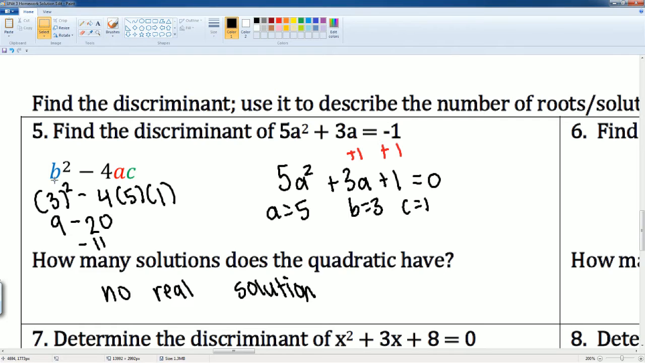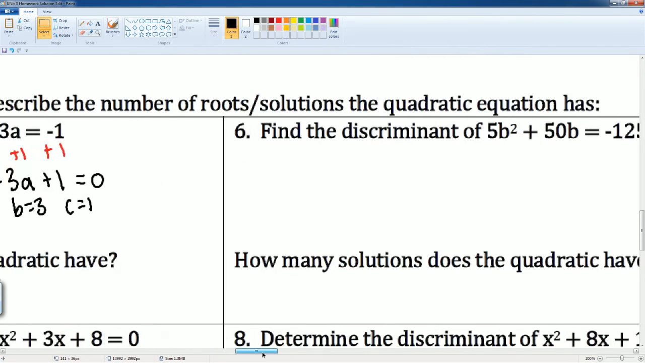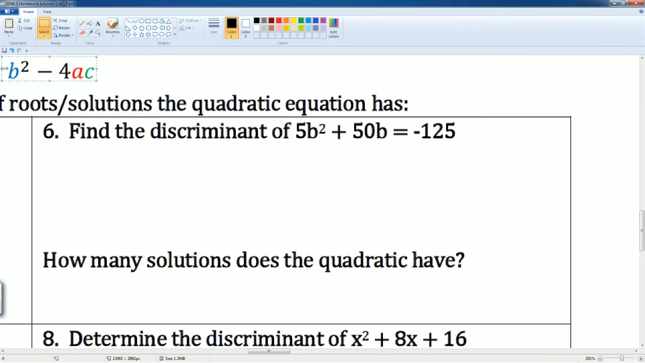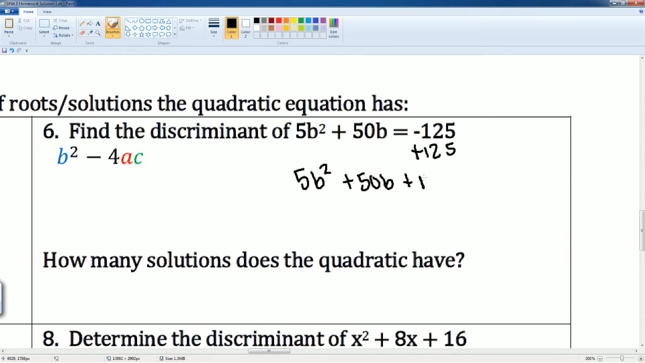All right, so I'm going to do that for all the other pieces. Okay, let's look at 6. Here's the equation of the discriminant b squared minus 4ac. Let's make sure this is in standard form. So add 125 to both sides. So this gets you 5b squared plus 50b plus 125. Oh, you can actually factor out 5 if you want, if that makes your life easier. So this becomes b squared plus 10b plus, what is this? 5, I believe. Yeah.